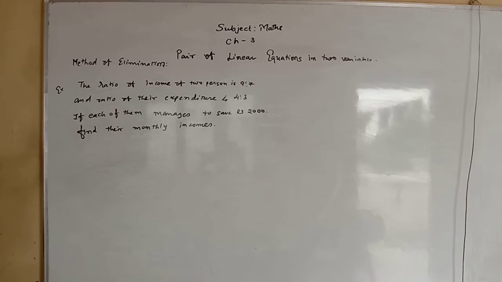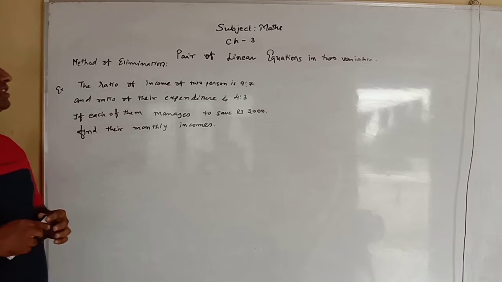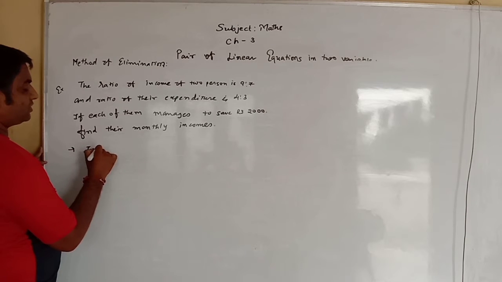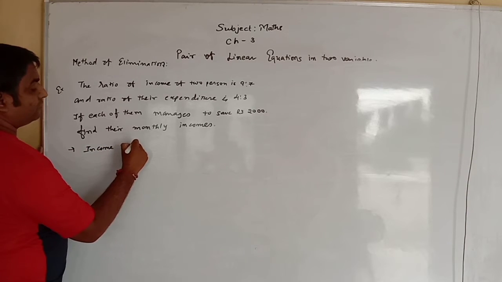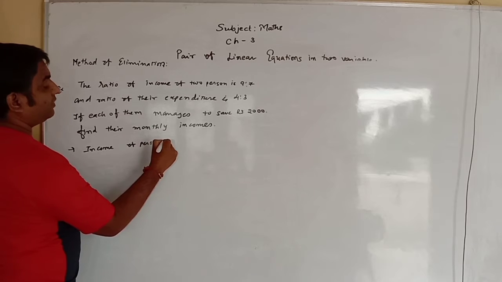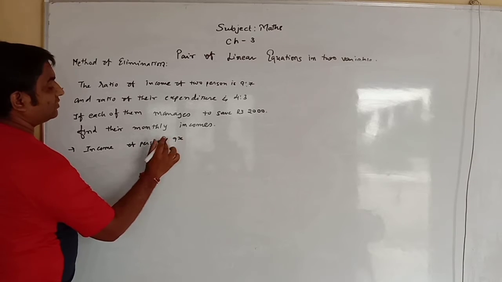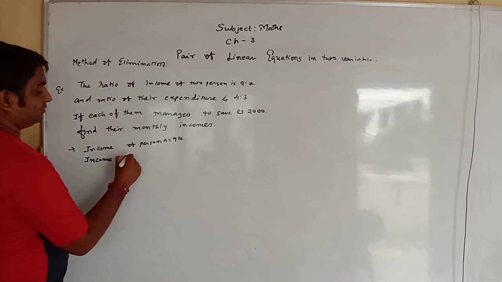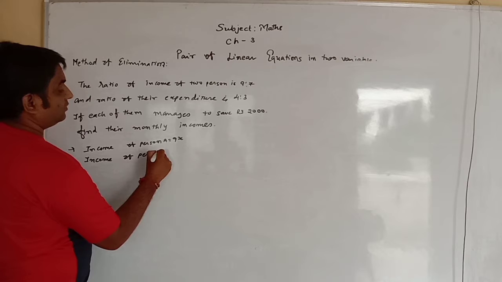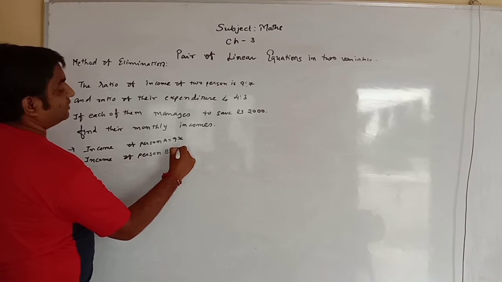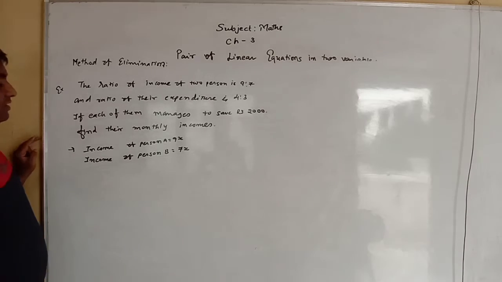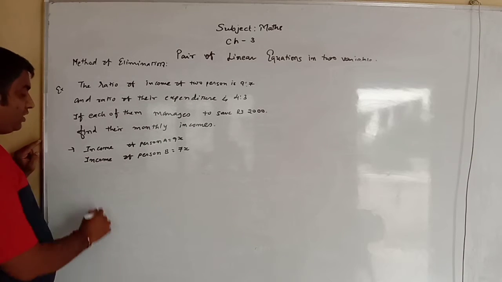So let's see through an example. Here one of the examples is given: the ratio of the two persons' incomes is 9:7. So the income of person A will be 9x and the income of person B will be 7x, as the ratio is 9:7, and the ratio of the expenditure is given as 4:3.